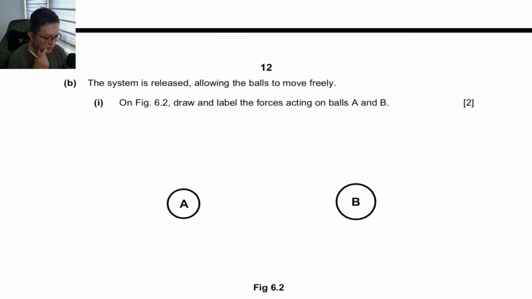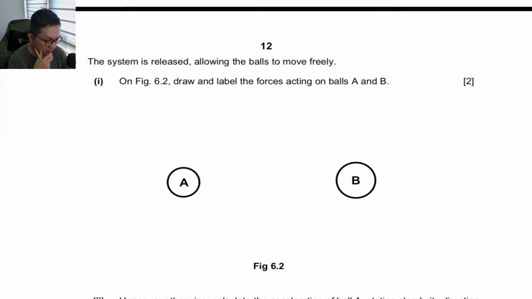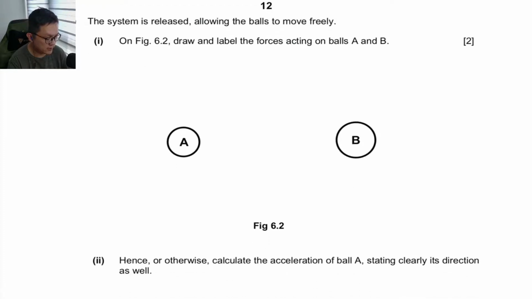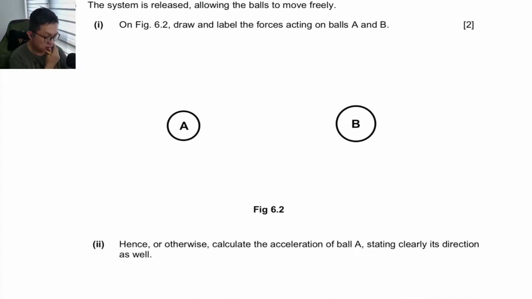Next, you're asked to draw and label the forces acting on balls A and B. There are only 2 forces per ball, tension and weight. Because there are only 4 forces to draw, it's quite simple to draw. You're expected to draw them accurately. That means you need to take into account the direction as well, and of course the magnitude.